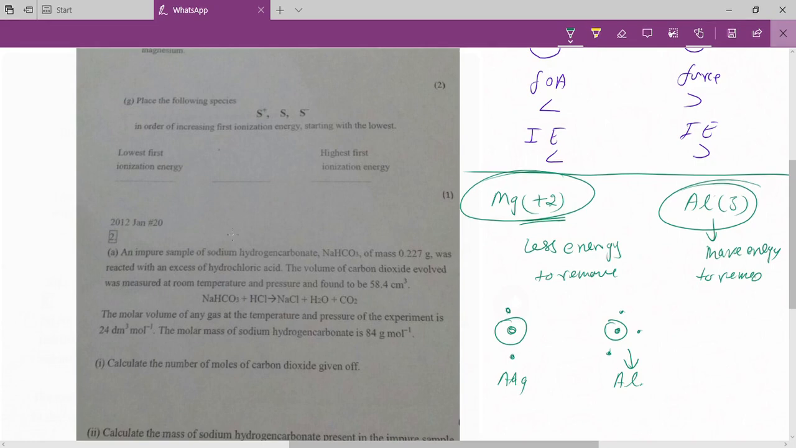They are also explaining the same thing: slightly shielded by 3 electrons, slightly shielded by 2 electrons. So I think the shielding will be applicable when there is the maximum number of electrons.